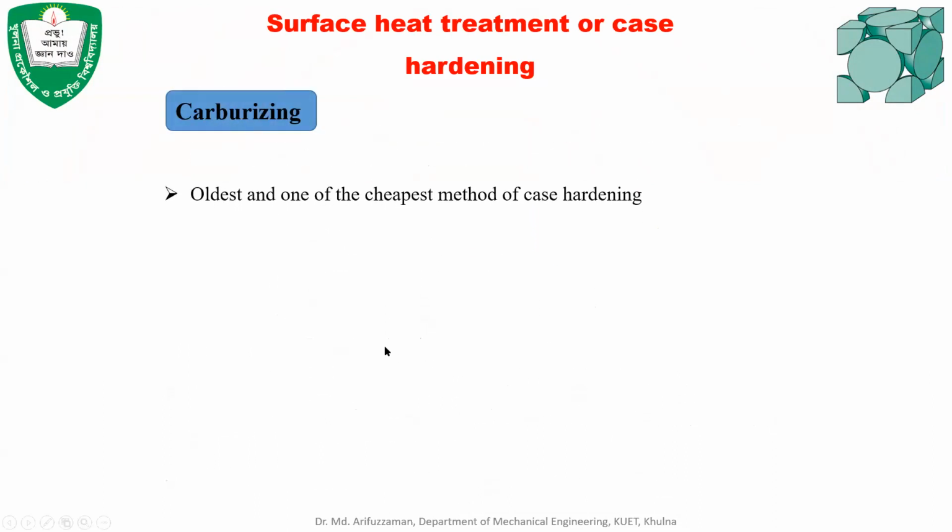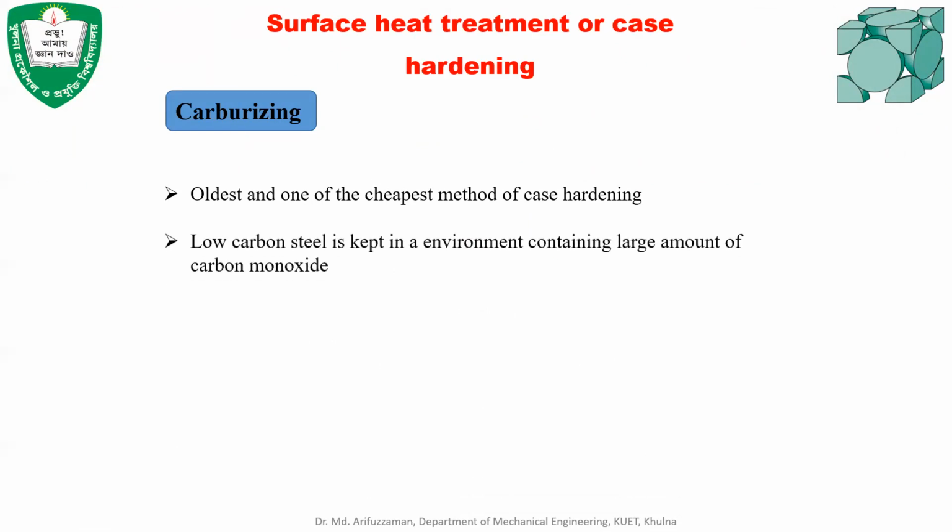In the case of carburizing, it is a very cheap method for case hardening, that means for surface heat treatment. In most cases, carburizing is used for low carbon steels. Low carbon steels contain a very small amount of carbon in the iron matrix. But if you want to make the surface hard, then you need to do the surface heat treatment, which is carburizing.